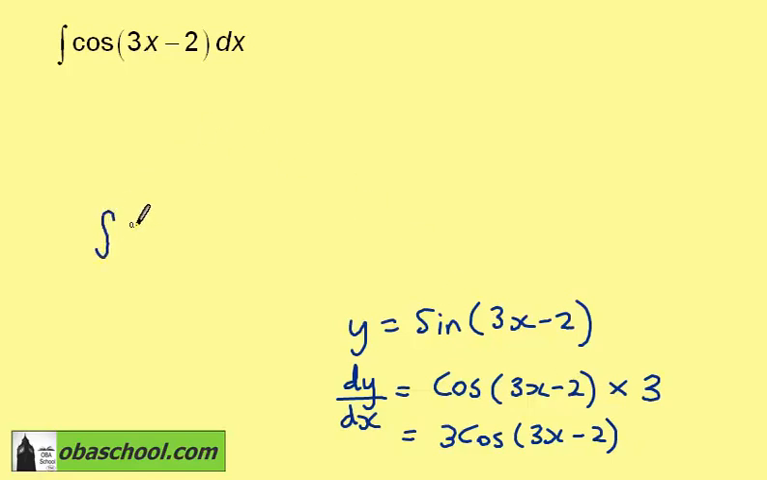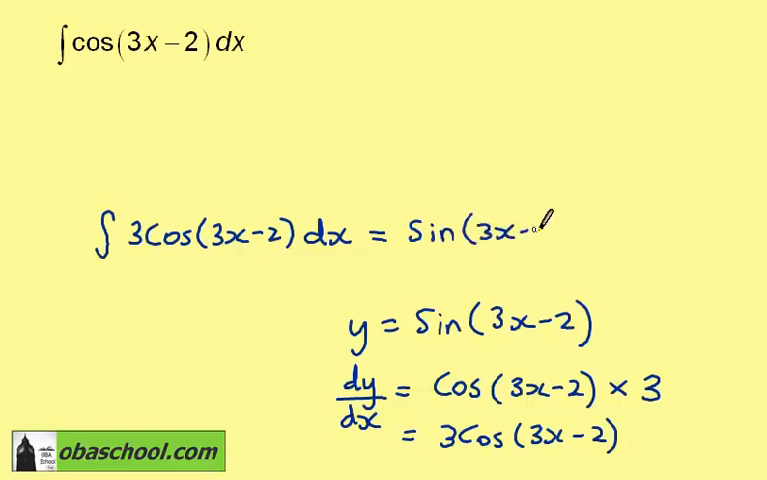So if we integrated 3cos(3x - 2) with respect to x, knowing that integration and differentiation are reverse processes, we would get sin(3x - 2). So here we just have cos(3x - 2), not 3cos, so we're going to get 1/3 of the sine of (3x - 2) plus a constant.